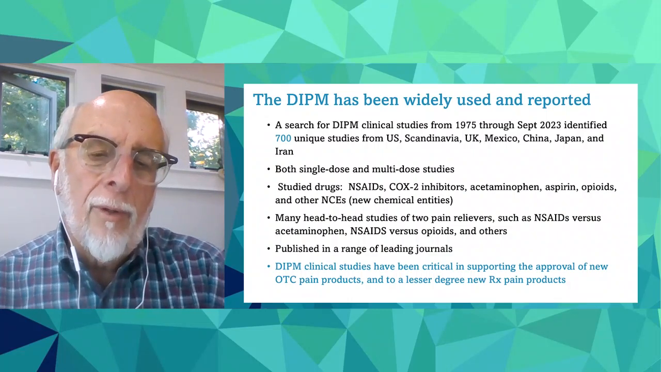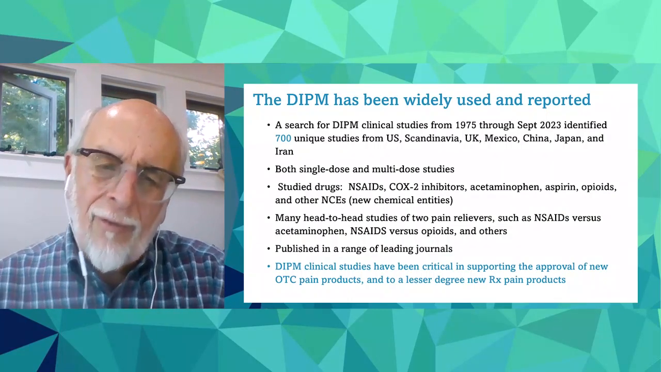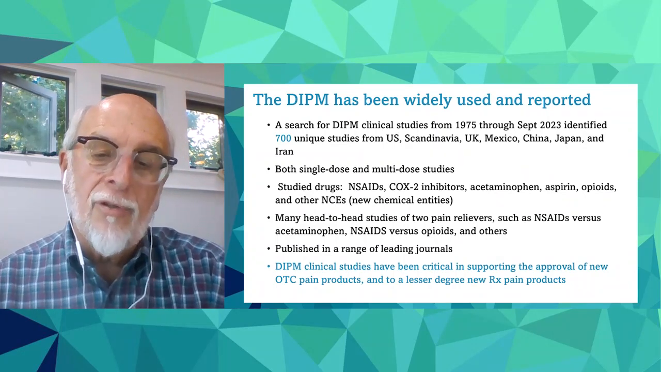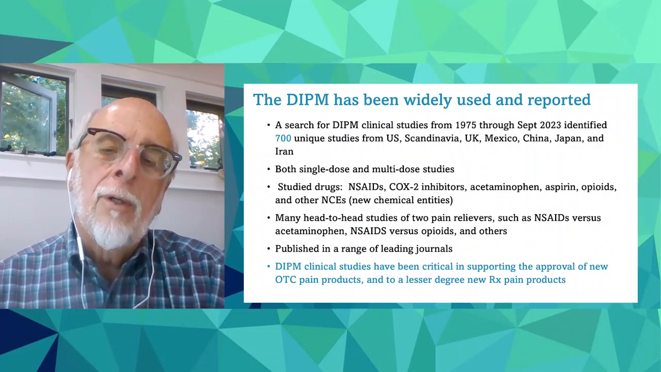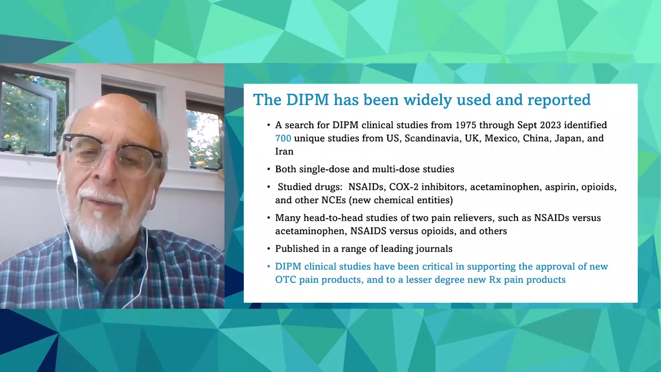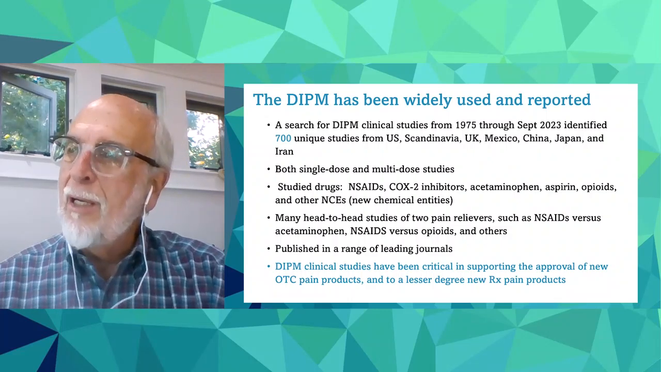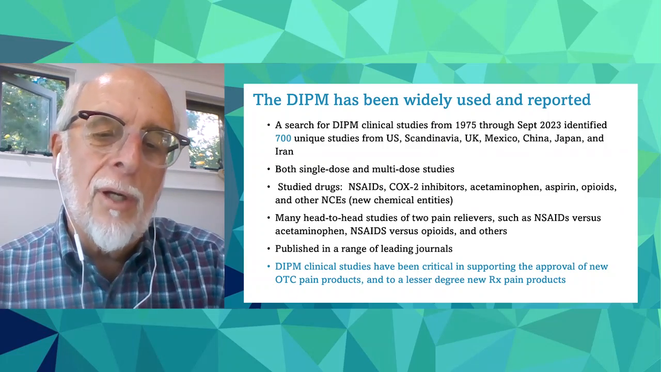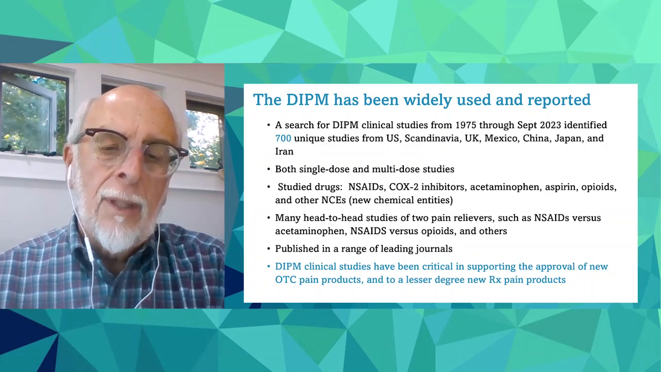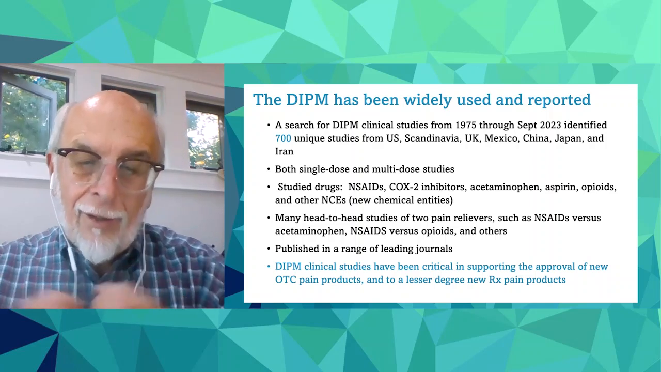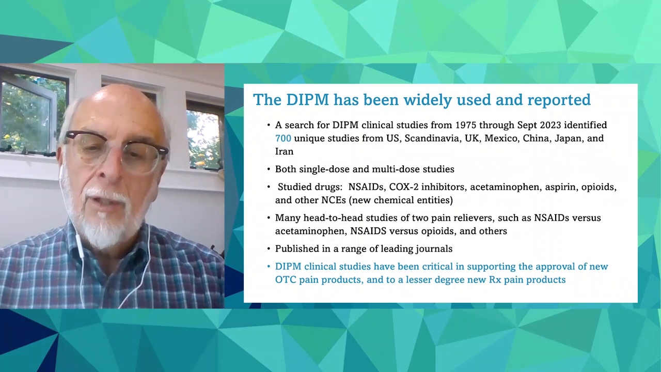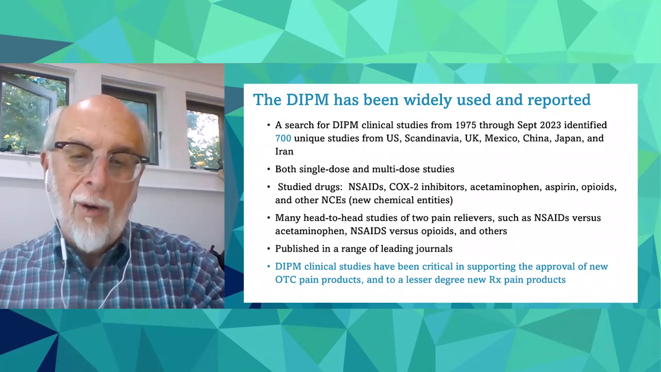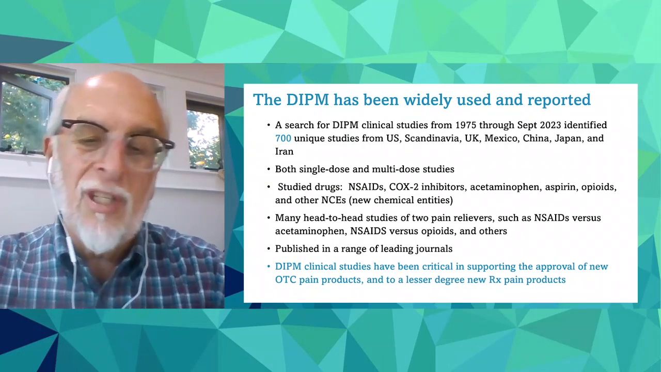These studies included primarily single-dose studies. There were several multi-dose studies. The types of drugs that were studied are all the most common pain relievers: non-steroidal anti-inflammatory drugs, the COX-2 inhibitors, acetaminophen, aspirin, opioids, and many other new chemicals that I'm not going to talk about extensively during this lecture. There are a number of studies that were head-to-head comparisons of two different pain relievers, such as non-steroidal drugs versus acetaminophen, non-steroidal drugs versus opioids, and almost all of them included placebo controls.